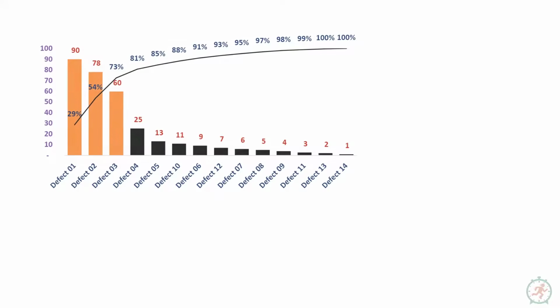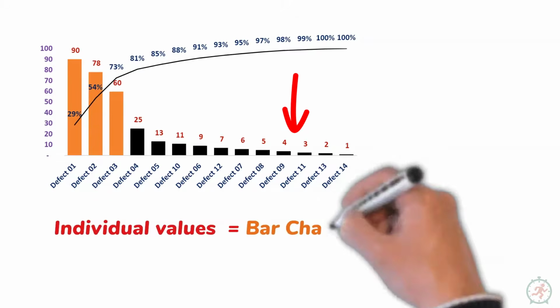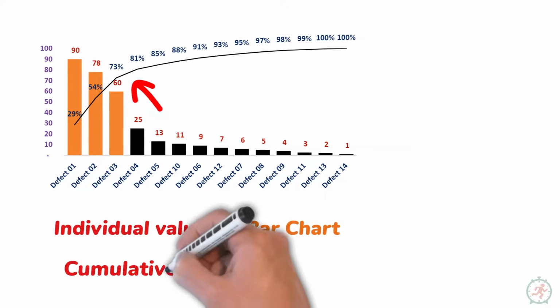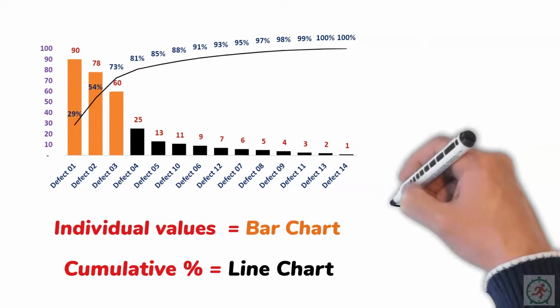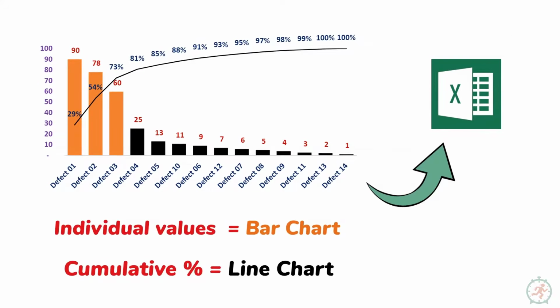Let's understand the chart design. The individual values are represented in descending order by bars, and the cumulative total in terms of percentage is represented by the line. Now, let's go back to the Excel and understand how to draw it.